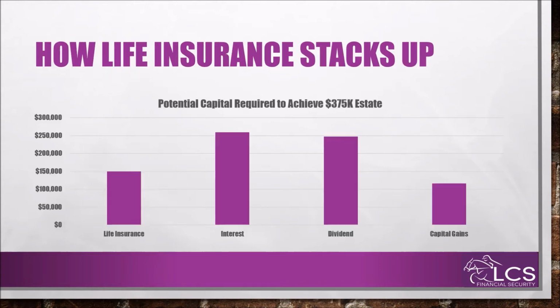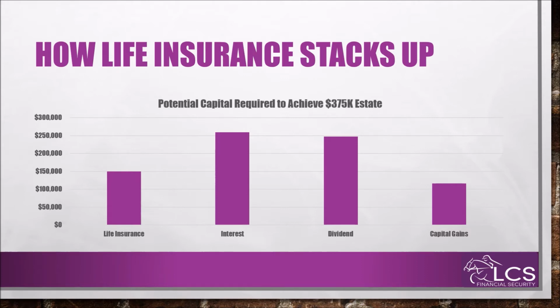This means, by way of comparison, to obtain a value of $375,000 on your passing, in the life insurance on the left there, we put in $150,000. You need to put in around $250,000 to get the same value on an interest-bearing investment. A little bit less on dividends, and a little bit less again if you're making your money through capital gains.